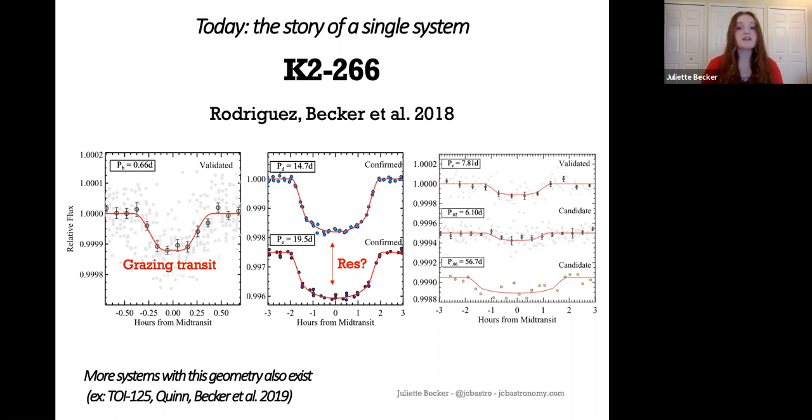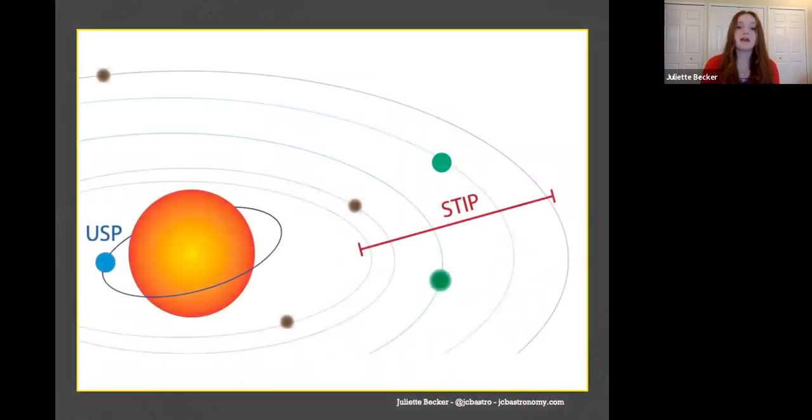Before I move on, for the rest of this presentation I'm going to be talking about only K2-266. But there are more systems with this geometry. Although most of these tightly packed high multiplicity systems that contain ultra-short period planets do not have such extreme misalignments between the inner and outer components, one other system that does match this geometry is TOI-125, which is a TESS system, as its name implies.